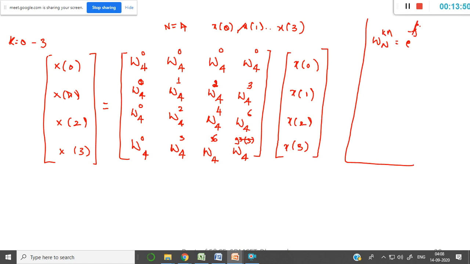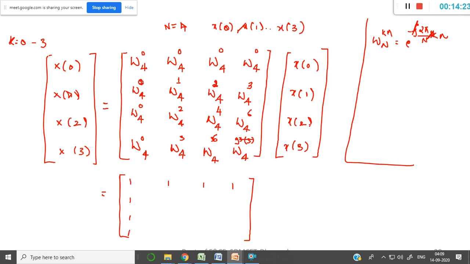So it is nothing but e to the power of minus j 2 pi by n into k, right? This is already known. So W_N to the power of kn is nothing but e to the power of minus j 2 pi by N into kn. Now let us rewrite this matrix, so that the first row is all 1s, and the first column values are also all 1s.